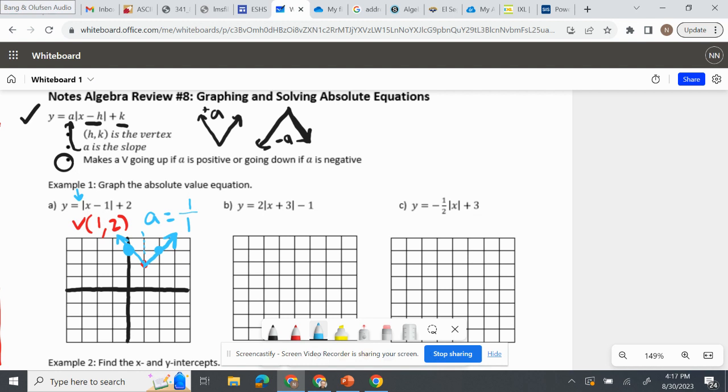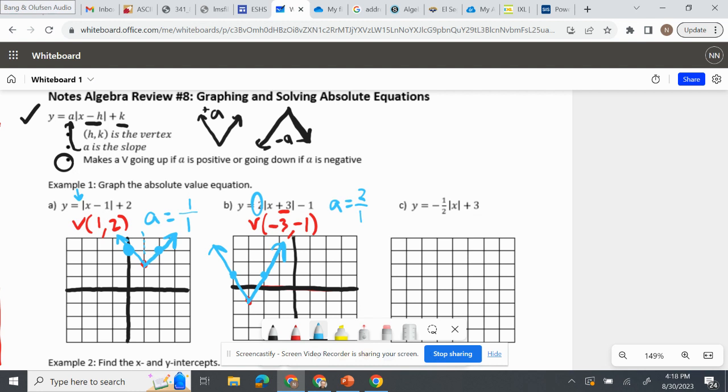So looking at the second one, we're going to do the same thing. First thing that we're going to do is find our vertex. It's always the opposite, so that would be -3 and the number, -1. So when we're graphing this, we're going to plot the -3, -1. Then for our a value, this time our a value is 2 over 1. We're using the number in the front. So we're going to go up 2, to the right 1, and then it's symmetric on the other side. And we're going to make a V.